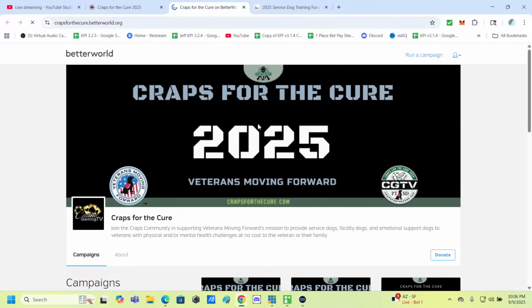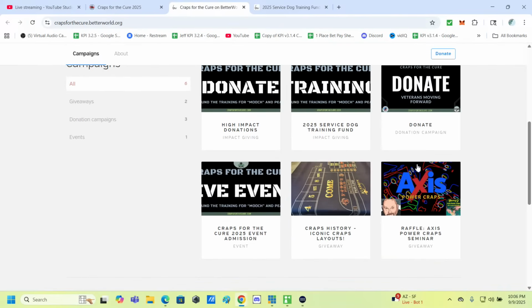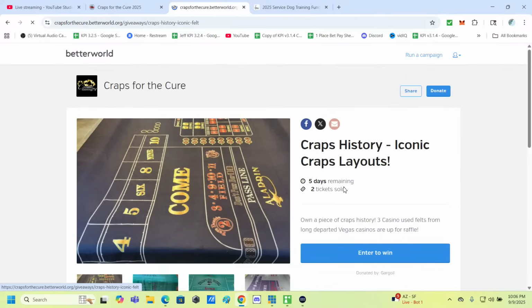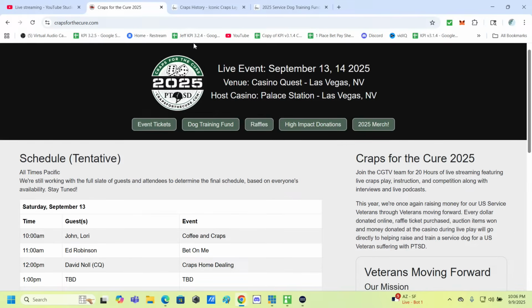And then the raffles that G was talking about. If you go to that donate page, there's only 6 raffles that are up here. G's raffle is right here. You just click on it and you can click the enter to win there and buy a ticket. And as you see here, he's talking about the raffles that he's going to be giving away.